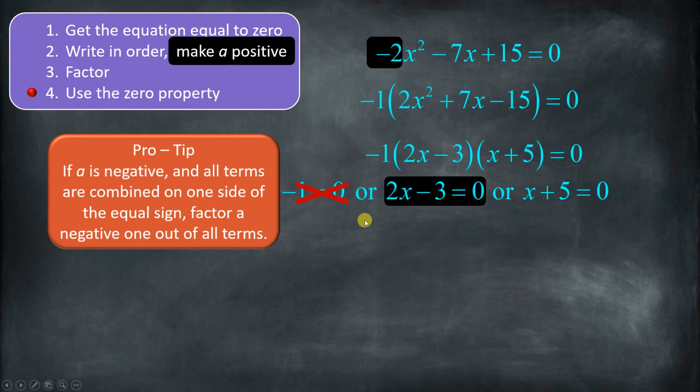And then for these, we're just going to use inverse operations. We're going to add 3, and then you're going to divide by 2. And over here, you're just going to subtract 5. So our two answers are 1.5 or 3 over 2, and x equals negative 5.